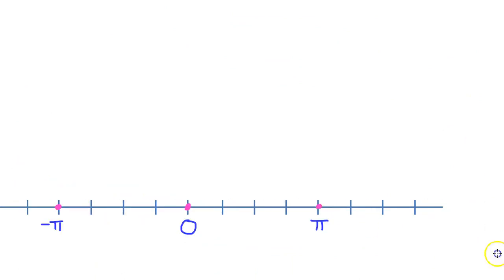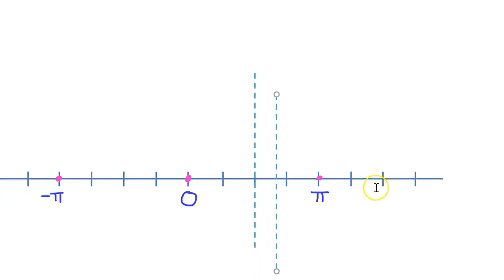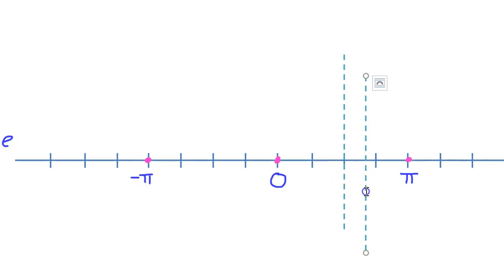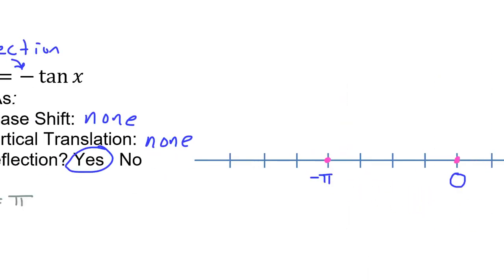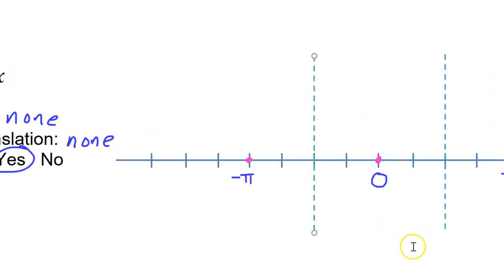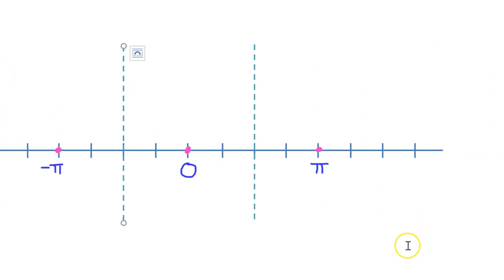All right, so if I go halfway in between, there should be a vertical asymptote. Similarly, on the left-hand side, I'm having trouble grabbing it. If I go halfway in between, again, there should be a vertical asymptote. All right, so here's my tangent function beginning to take shape.